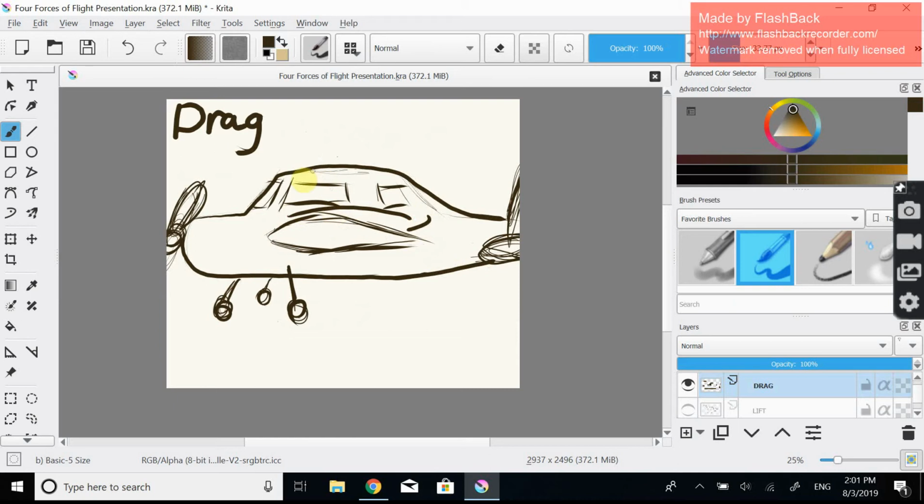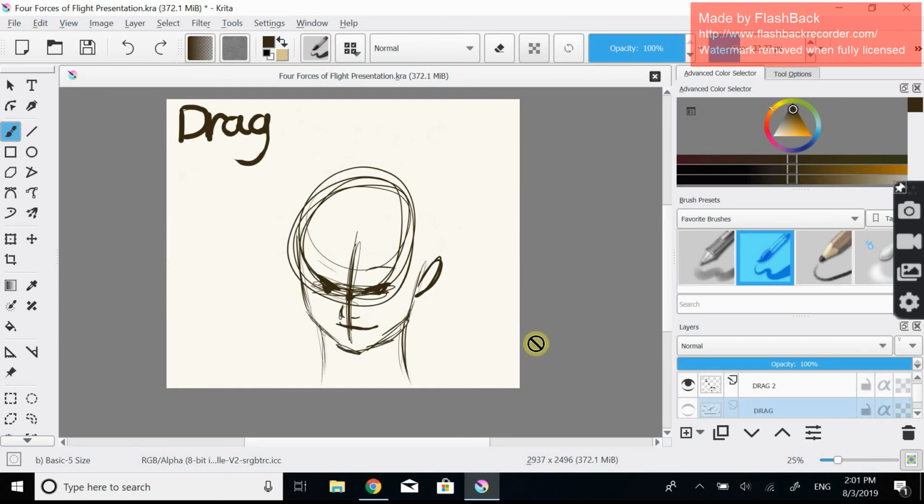Drag is the third force, and it's also generated by air flowing over the wings, and the body of the airplane, and the wheels, and everywhere, basically. Drag is that pesky force that wants the airplane to slow down. This is in direct opposition to thrust.